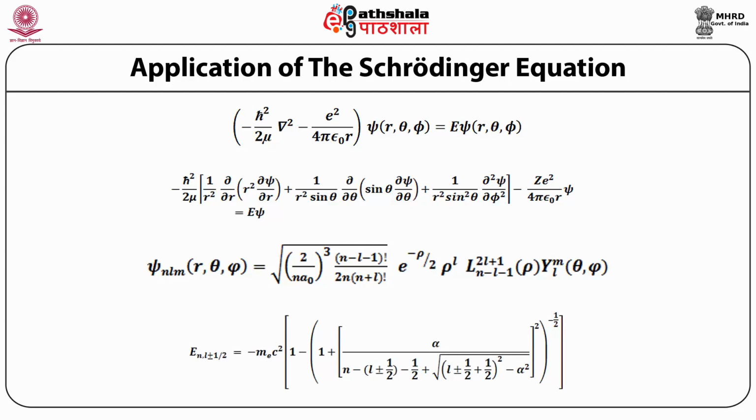E_nl±1/2 is equal to minus mₑc², the whole multiplied by 1 minus small bracket 1 plus square bracket of α by n minus (l ± 1/2) minus 1/2 plus square root of square bracket (l ± 1/2 plus 1/2)² minus α², square bracket close, to the power 2. Now this small bracket close, and this is to the power of minus half, where α is the fine structure constant and l ± 1/2 is the total angular momentum quantum number, where ± 1/2 stands for spin up and spin down.